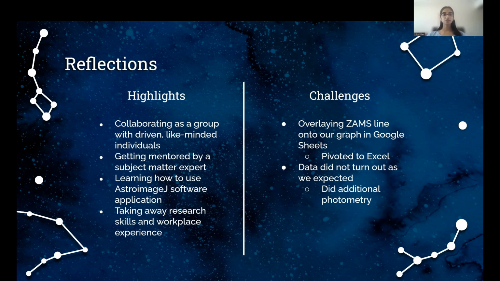Some of our challenges were trying to overlay our ZAMS line onto our main sequence stars data, because we were originally working with our data on Google Sheets, but we found more success after pivoting to Excel. Additionally, our data did not turn out as we expected, as we mentioned some of our errors and ways we tried to fix those earlier. But at the end of the day, science may not always turn out as we expect it to, because it's all about trial and error and the process of investigating for new discoveries.